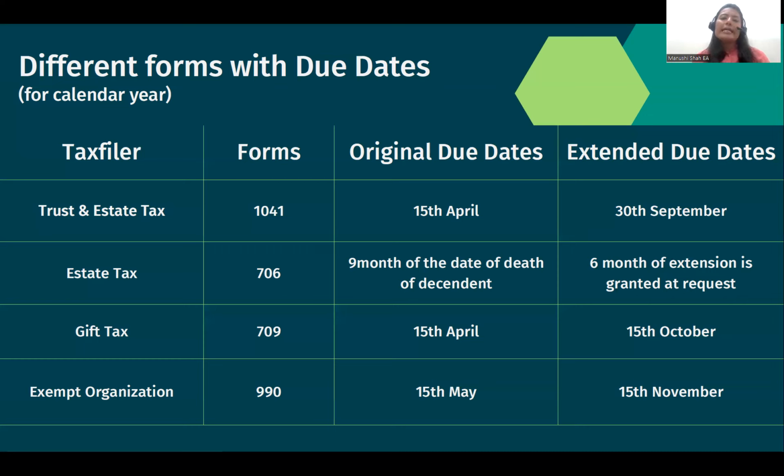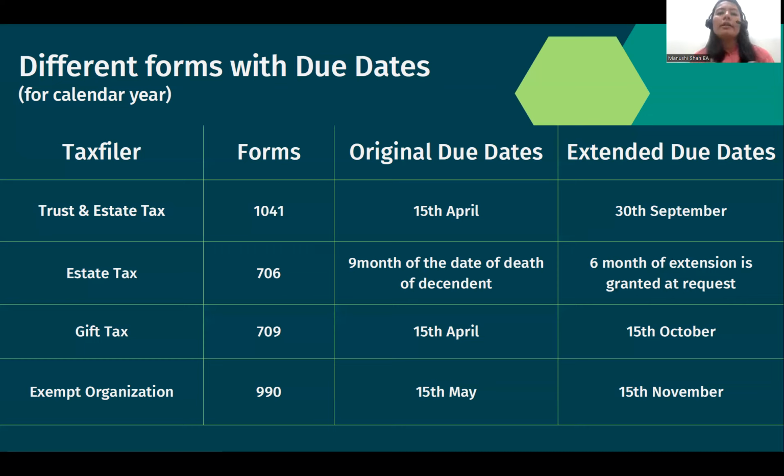Last one, which is the exempt organization. The purpose is not a profit motive. The purpose is different than profit, and because of that, this exempt organization can be formed. For that, we have form 990, right? It is just kind of an NPO, non-profit organization, right? This form 990, they have to file by the original due date, that is 15th May. And the extended due date is 15th November, right?